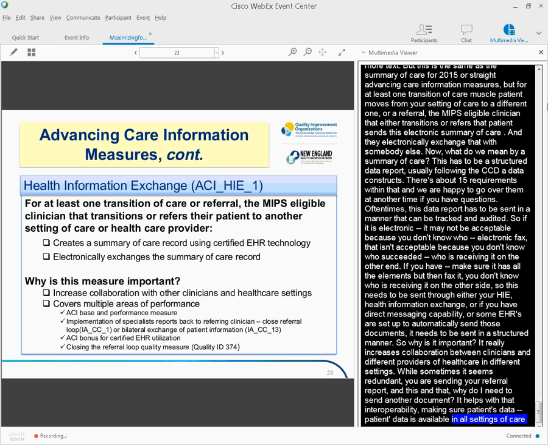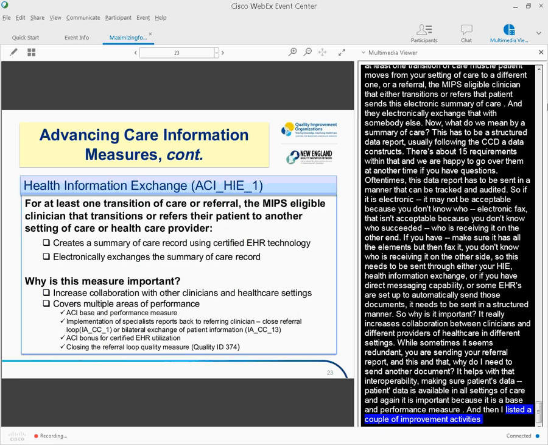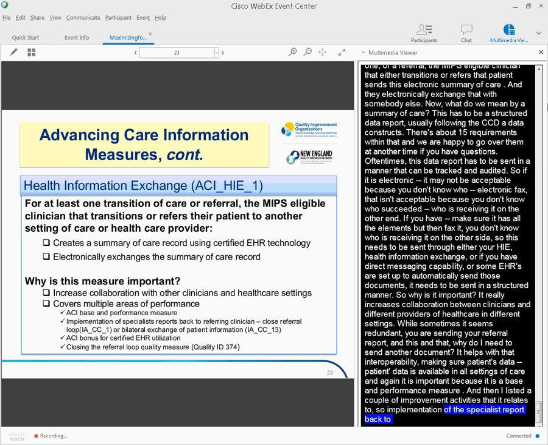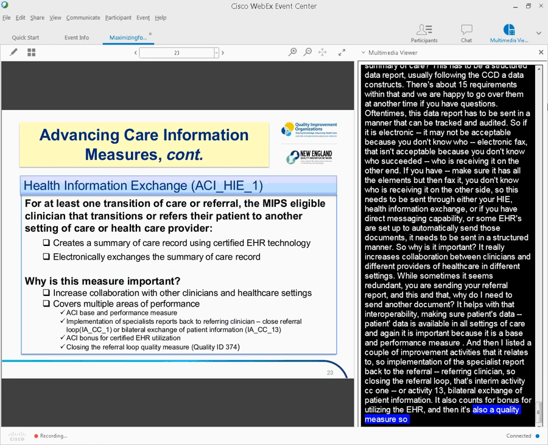So implementation of the specialist reports back to the referring clinician. So closing the referral loop, that's improvement activity CC1, or the bilateral exchange of patient information. So that's improvement activity CC13. It's also, as I mentioned, because an improvement activity counts as that ACI bonus for utilizing the EHR. And then it's also a quality measure. So if you're looking for ways to maximize your points and you're doing all this work, you can count this as a quality measure. So it's closing the referral loop, or it's quality ID 374.